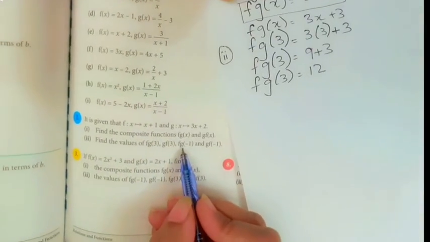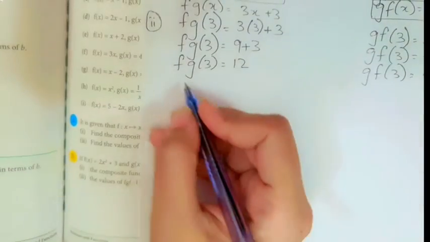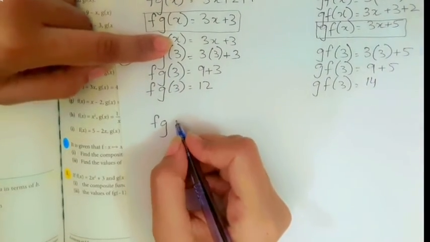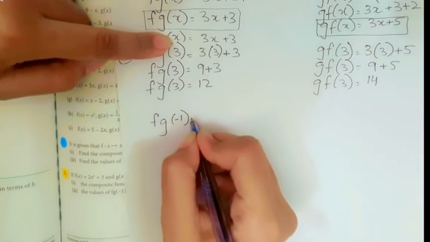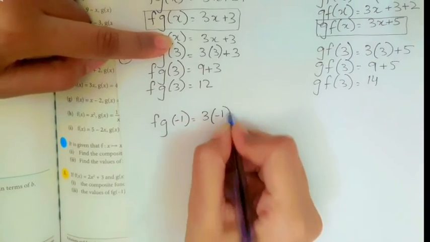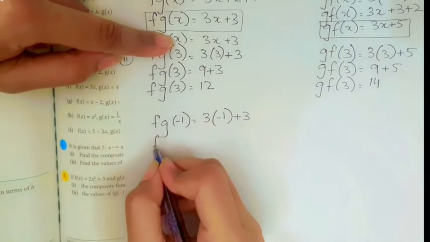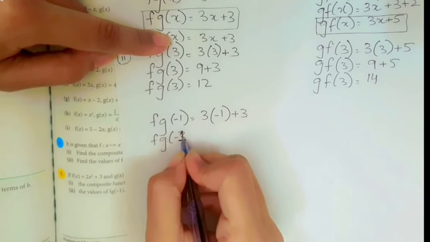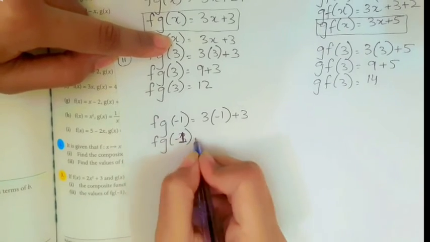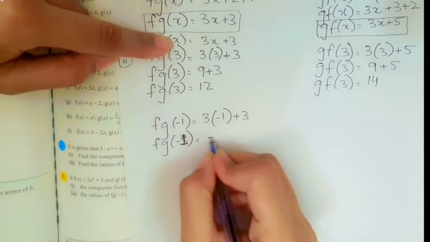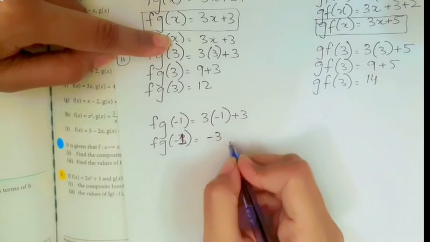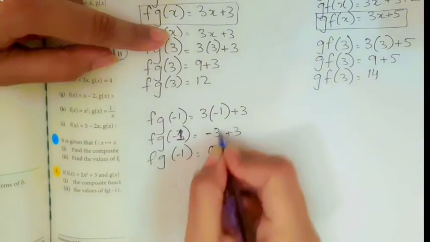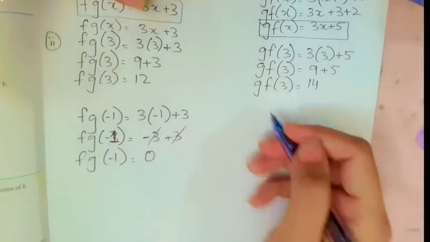And the third is f of g(-1). Okay, f of g, now in place of x I am going to use minus 1. So 3 times minus 1 plus 3. Okay, so f of g(-1) is equal to 3 times 1 is minus 3 and plus 3. So f of g(-1) is equal to 0 because 3 and 3 would be cancelled out, minus plus.